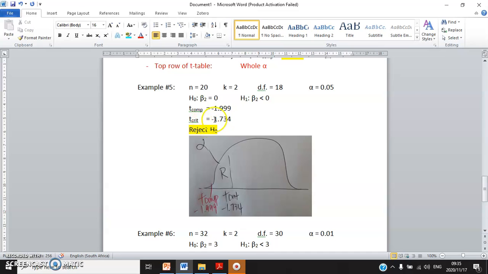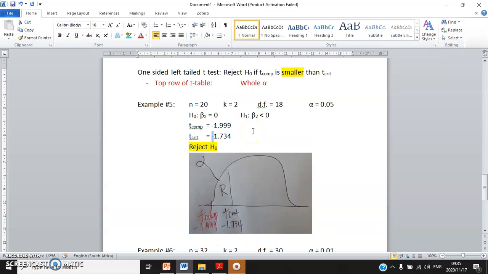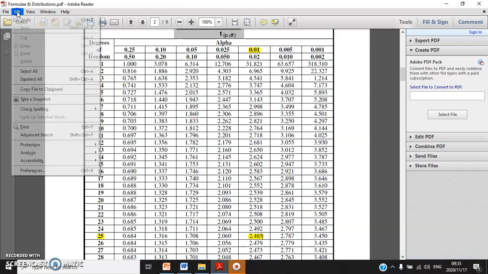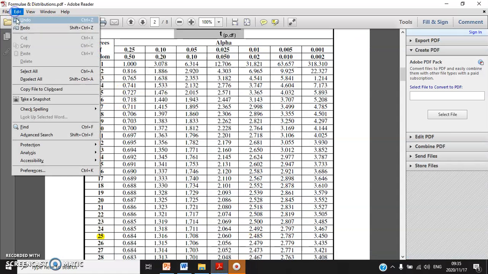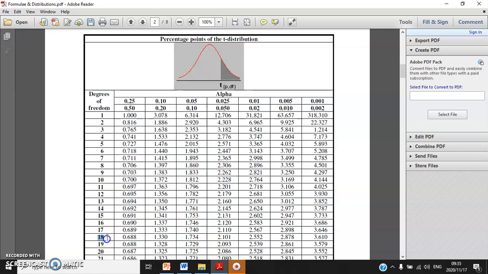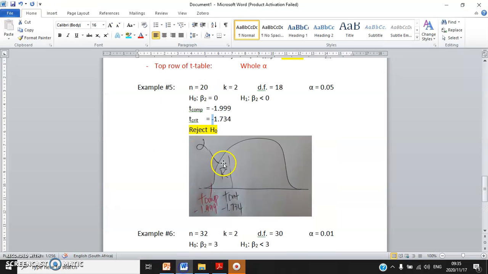Critical t-stat, the trick is that after you found the critical t-stat from the t-table, you must add the negative sign to change it to negative. So 18 and 5%. 18 degrees of freedom. Alpha is 5% one-sided. So 1.734, but we have to add the negative sign. So the critical t-stat is minus 1.734.